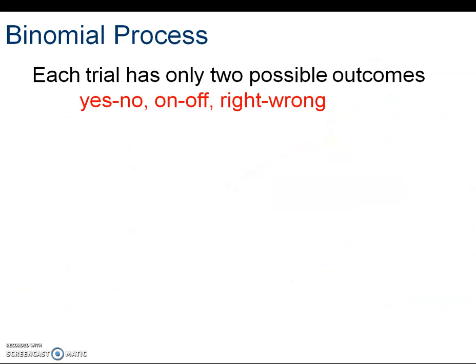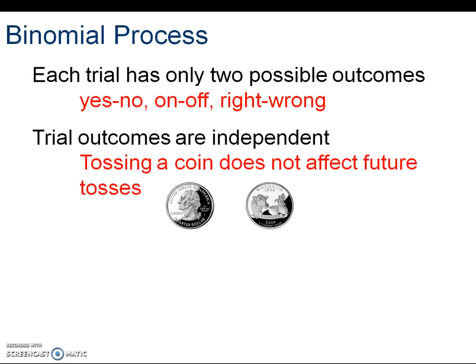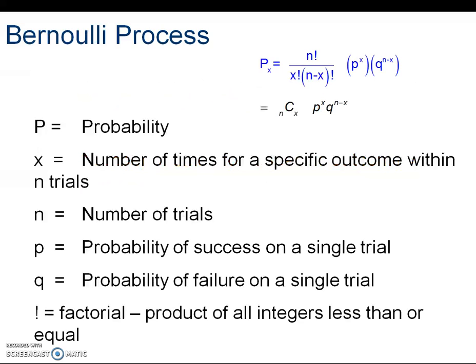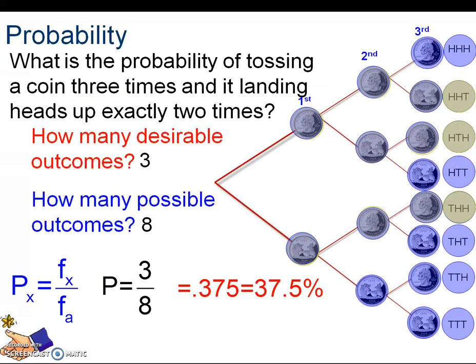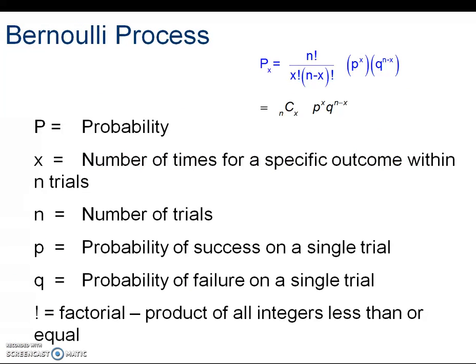Now each trial has only 2 possible outcomes, yes, no, on, off. That means it's binomial. So like tossing a coin, the trial outcomes are independent. The first coin does not affect the future tosses. And so instead of having to do this whole tree thing for indefinite numbers, we can use this equation. This equation looks ugly, but it is not that bad. You will have to use a calculator for it, but this can give you all of what we did without having to draw out the possibilities.